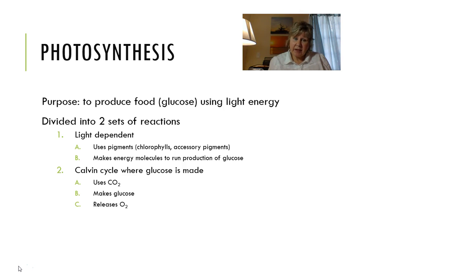Then you have the Calvin cycle. So the Calvin cycle is where glucose is actually made, but it takes a lot of energy to make one glucose molecule from 6 carbon dioxide molecules. That's why we have to have the light-dependent reactions. So the Calvin cycle is where the glucose is made from CO2 molecules, and the waste product of the Calvin cycle is oxygen gas.